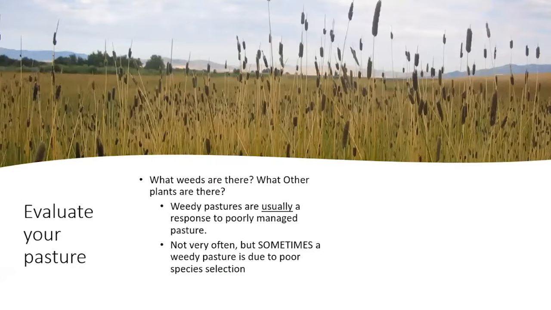So in this particular pasture, this is a meadow foxtail, and it's really quite a good grass. The reason why it's there is because it's wet. It likes wet soils. So if you can figure out why a certain plant is there, if it's due to compaction, then you can try to correct the compaction problem. And not very often is a weedy pasture due to a poor species selection.